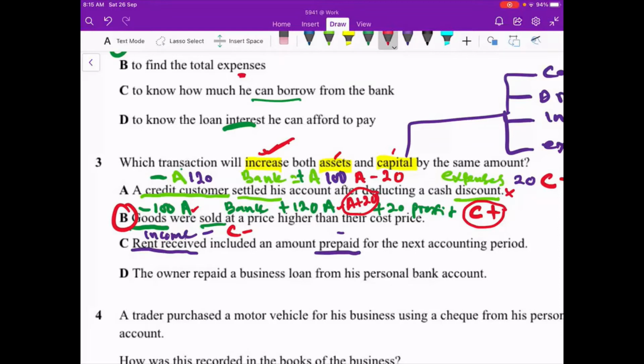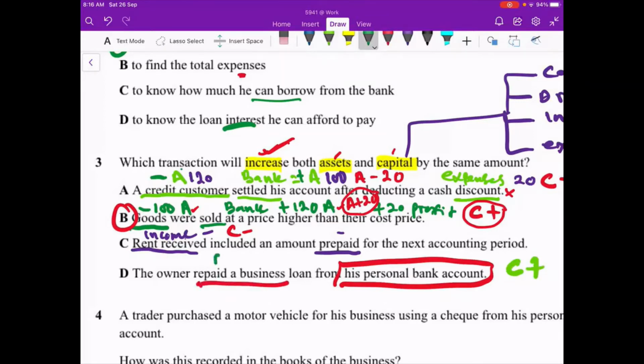Another one, the owner repays the bank loan from his personal bank account. Whenever you use a personal bank account, he gives money from his personal life to the business. If he gives to the business, your capital will be increased. Yes, correct. But whenever he pays the loan, your non-current liability will be reduced. So in this transaction, capital increases, but there's no effect on the asset. So answer D also wrong. It affects the liability only.